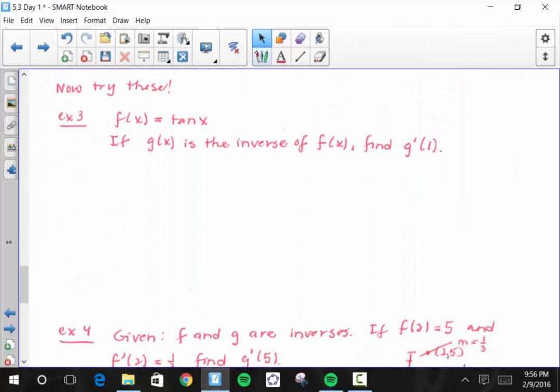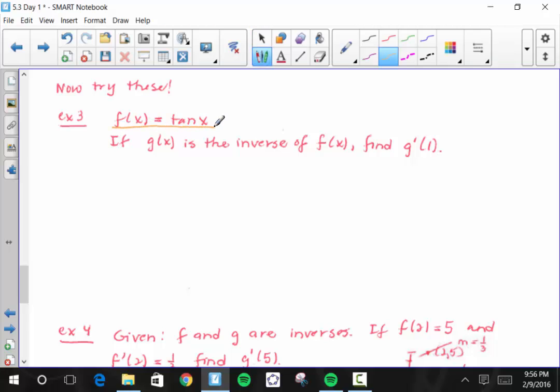Okay, in this next problem, they give us a trig function just to challenge us a little bit more. They say that f of x is equal to tangent of x, and they say g of x is the inverse of f of x. We want to find g prime of 1.